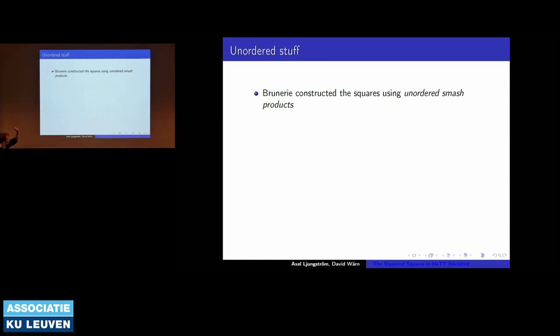So Brunerie constructed these Steenrod squares using something called unordered smash products. For technical reasons, we've chosen not to use smash products, but we've used unordered joins. Morally, the same construction, just a slight difference in implementation.